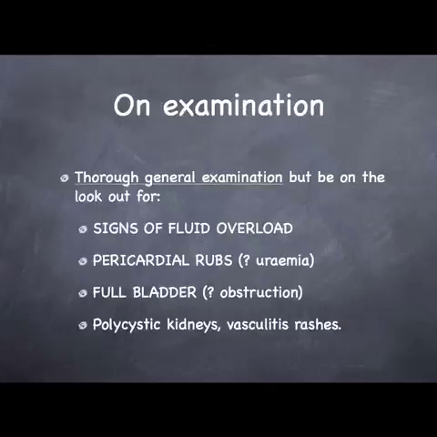On examination, you of course want to do a fairly thorough general examination, but be on the lookout for specific things, such as signs of fluid overload. Signs would be, say, bibasal crepitations, a raised JVP, perhaps ankle edema. Be on the lookout for pericardial rubs that may indicate a degree of acute pericarditis in association with the uremia. There may be a full bladder, indicating possible prostatic obstruction, and also there may be polycystic kidneys, vasculitic rashes, and various other subtle clues to the cause of renal failure.